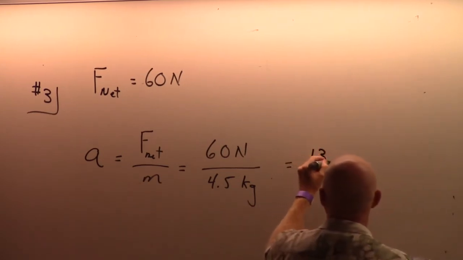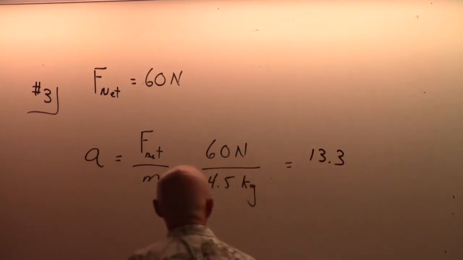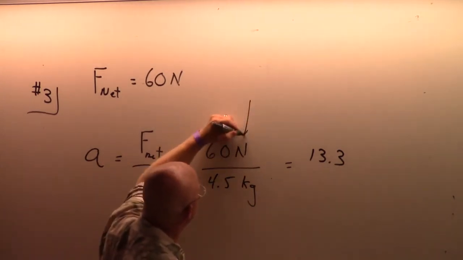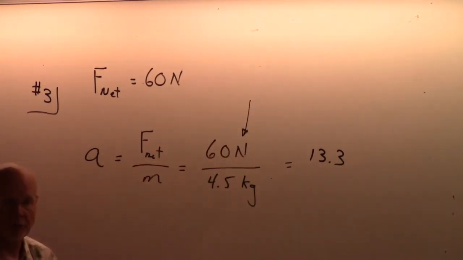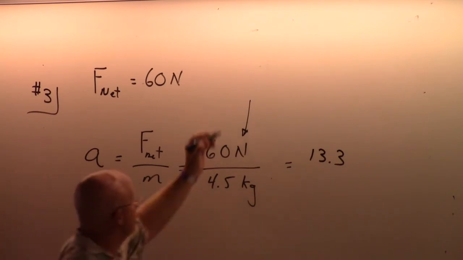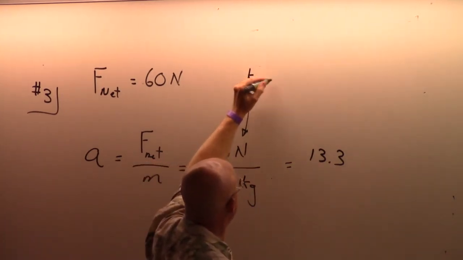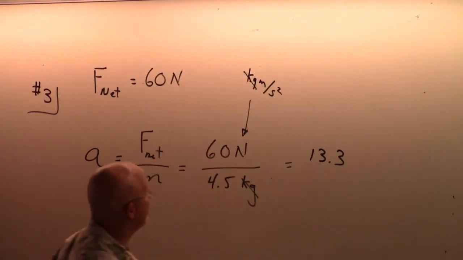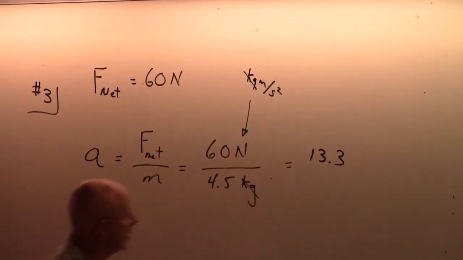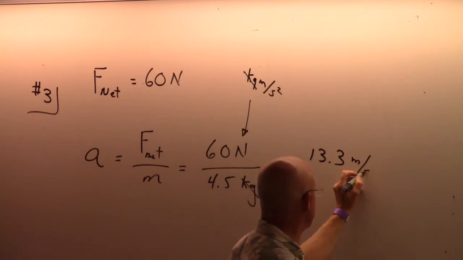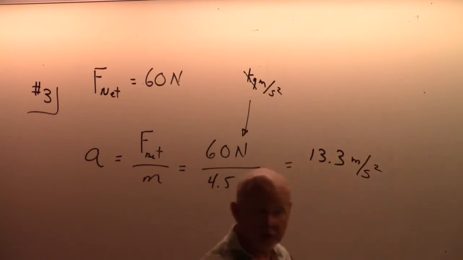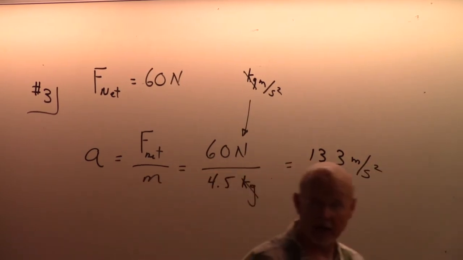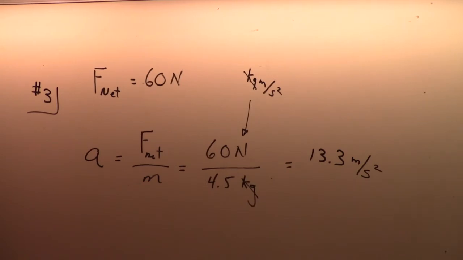So the number is 13.3. But this will give me a chance to remind you of the units for a Newton are a kilogram meter per second squared. So when I divide by kilograms, I'm going to be left with meters per second squared. And that's perfect. Remember what we did in chapter 1 about unit analysis? Watch your units, follow your units. If they don't come out right, you know you did something wrong.